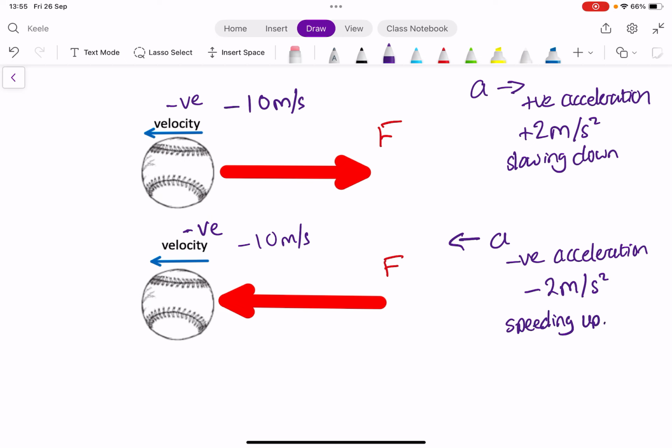This is a kind of strange situation, and it only really matters when you get into numerical problems with it. But it is an important concept to understand what the effect of force is on acceleration and what the effect of acceleration is on velocity.